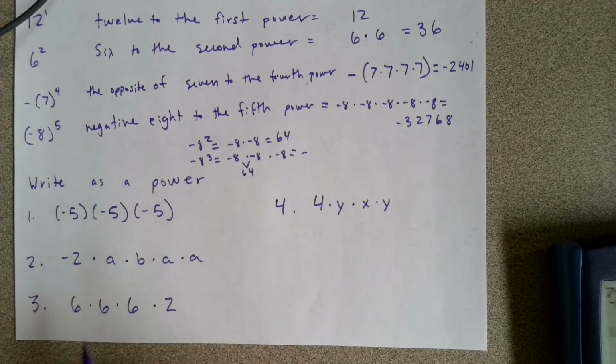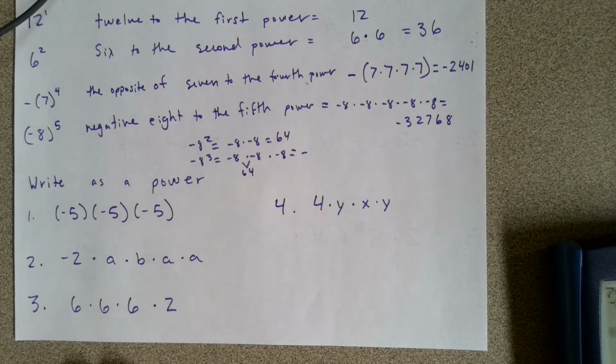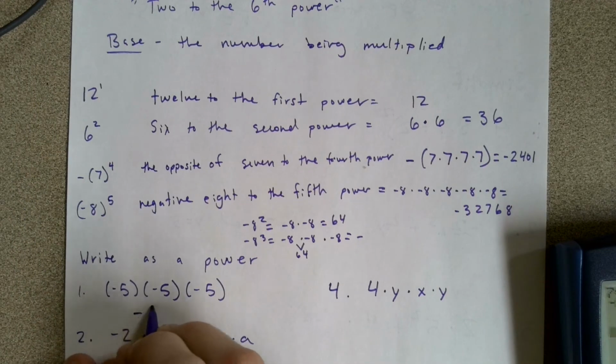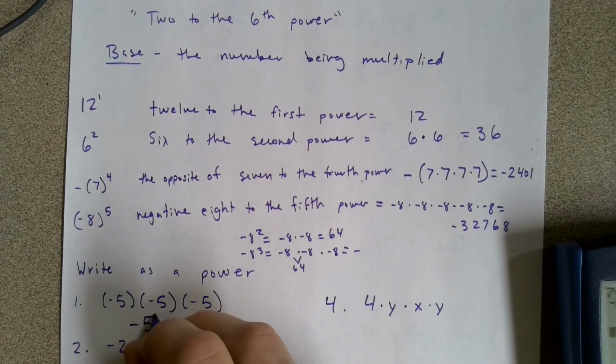All right, now I did the opposite. I gave us some problems here, and I'm going to try to reverse them and write them as powers. So we have negative 5 times negative 5 times negative 5. What this really means is we're doing negative 5, that's going to be our base, times itself how many times? 3 times. That's our exponent.